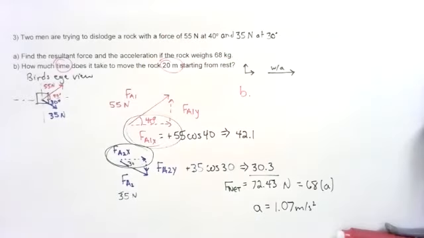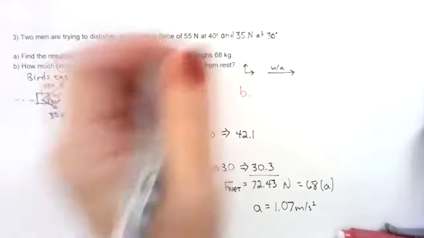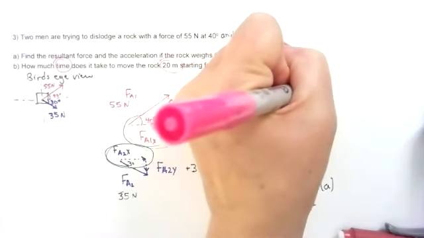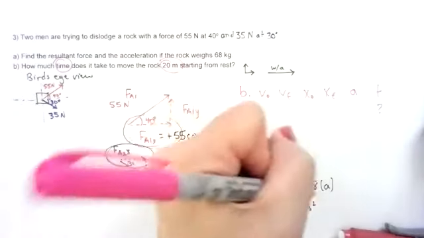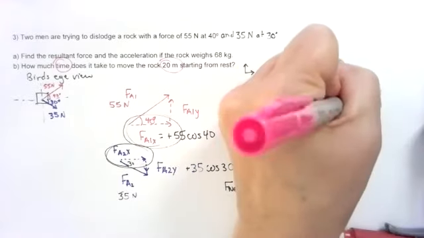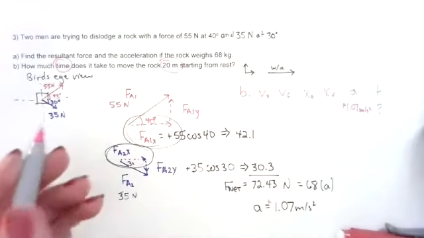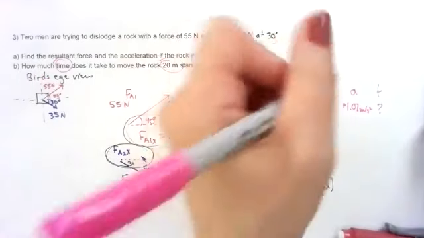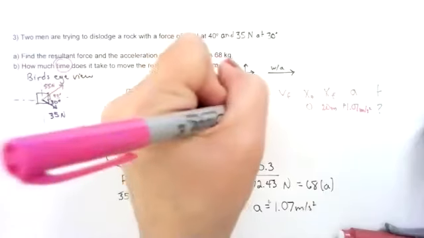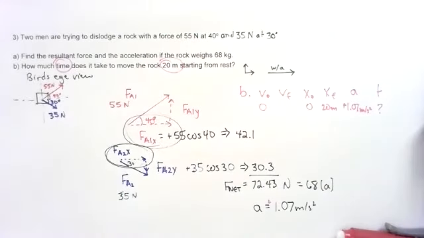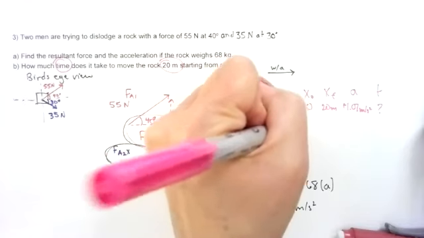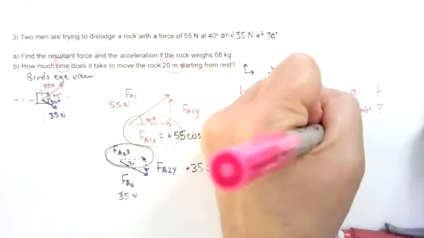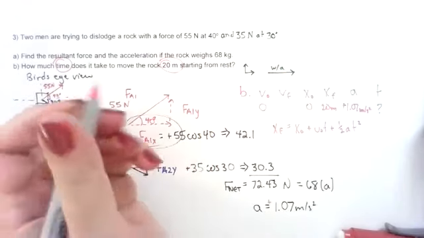So here we go. For part B, I want to know how much time. So we're going to need V sub O, V sub F, X sub O, X sub F, A, and T. So I'm solving for time. I found out that my acceleration is positive 1.07 meters per second squared. How much time does it take to move the rock 20 meters if it's starting from rest? All right, the formula that I think is going to work best for me is X sub F equals X sub O plus V sub O T plus 1/2 A T squared.